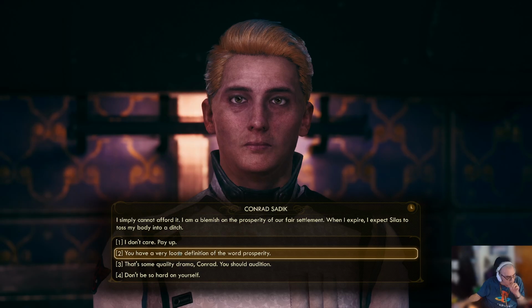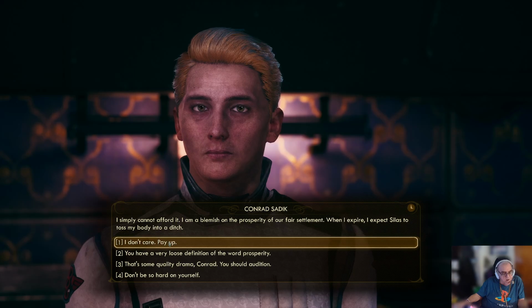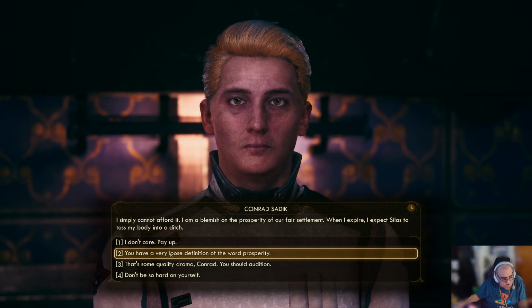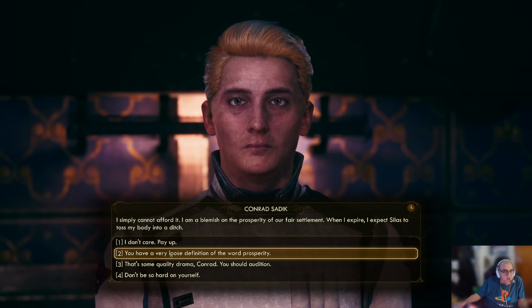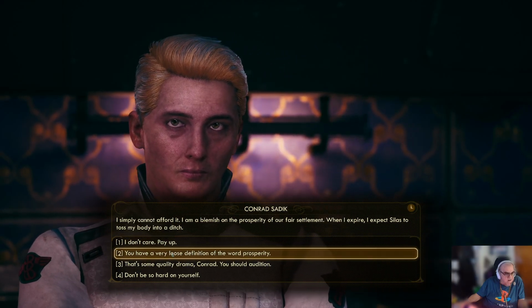Okay, so I can take various options here. And again, part of this is allowing the player to define their role. A lot of these will cycle back in terms of dialogue choices. But notice how we're given a choice here. You can just say, I don't care, pay up.